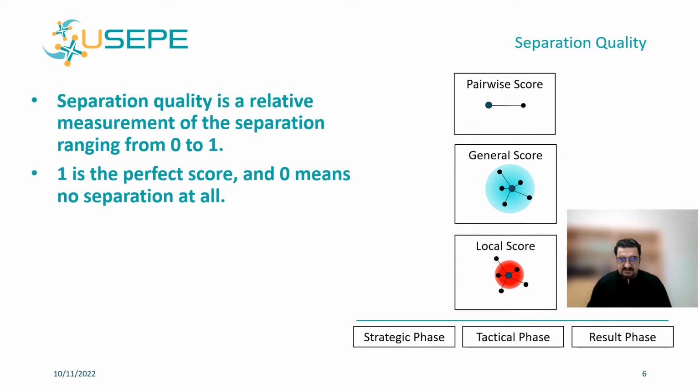Second score is the general score. General score gives the separation quality of individual drones. It is for predicting domino effects of any change. Last score is the local score. Local score is separation quality with nearby traffic. By this score, we can identify immediate dangers.